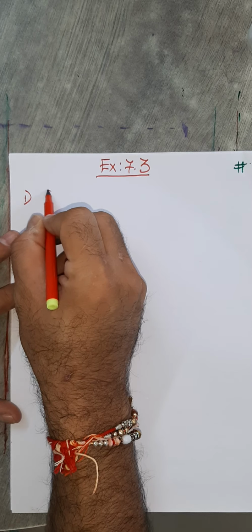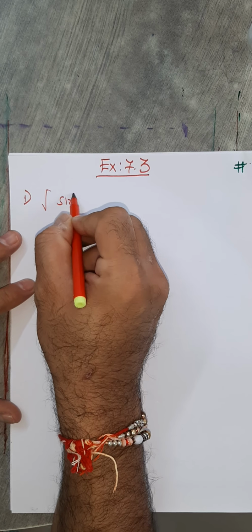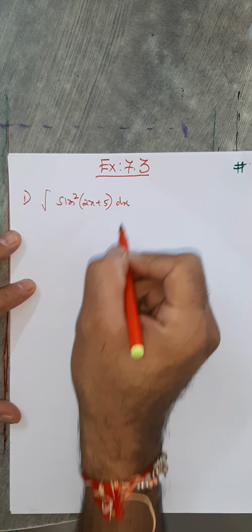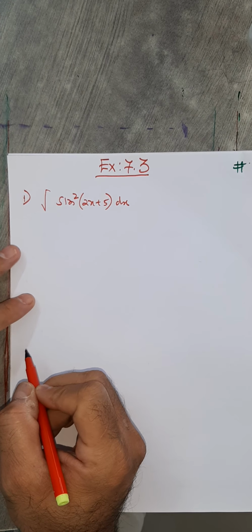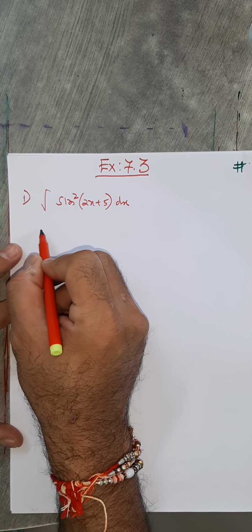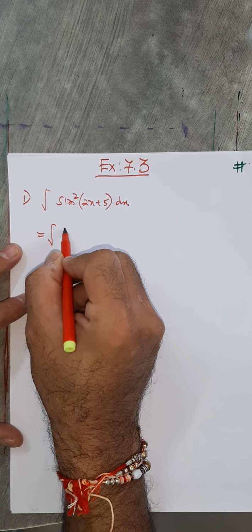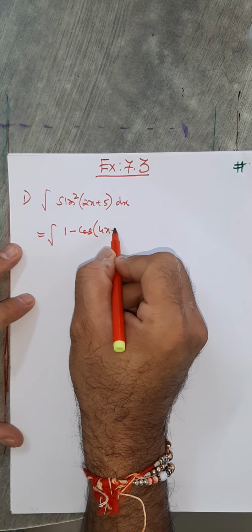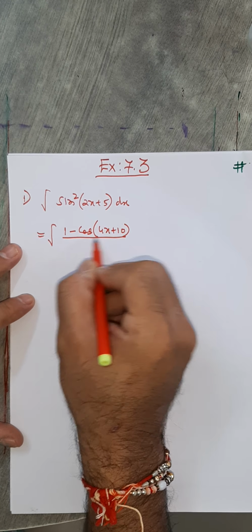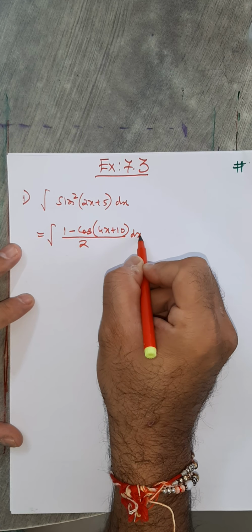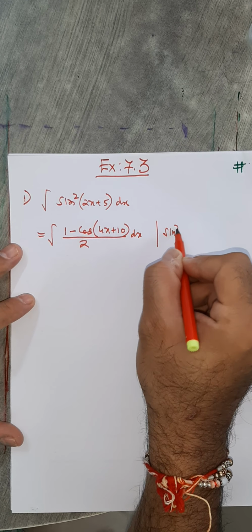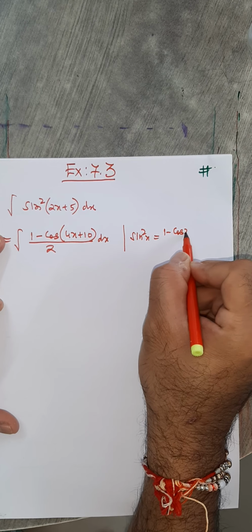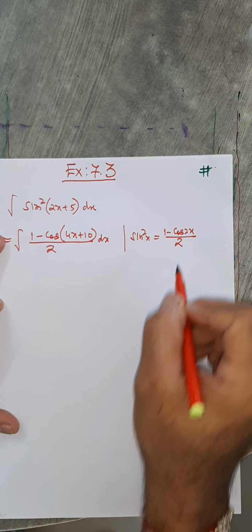Question number 1: integral of sine square of 2x plus 5. Now if you remember, in integration, if you have sine square or cos square, we use the double angle formula. So here, double angle formula: 1 minus cosine of double angle, here 4x plus 10, the whole by 2. You know sine square x equals 1 minus cosine 2x the whole by 2. This is what we have used.